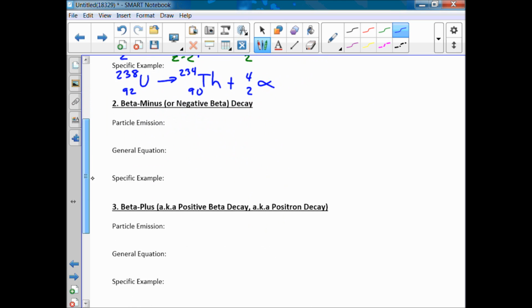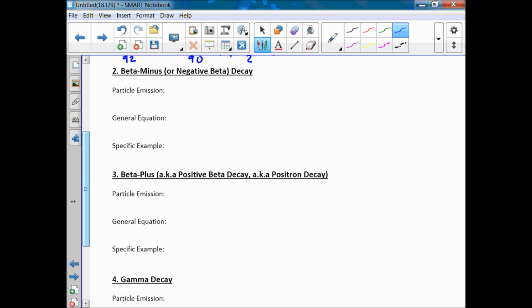Okay, next one. Beta minus decay, or negative beta decay. It's really easy to remember which one's which because beta minus decay releases an electron. 0, 0. But technically there is a mass though, right? It's negligible. In terms of atomic notation, you just write it as 0. Tomorrow we're doing nuclear reactions, which require E equals mc squared. Okay, general equation.